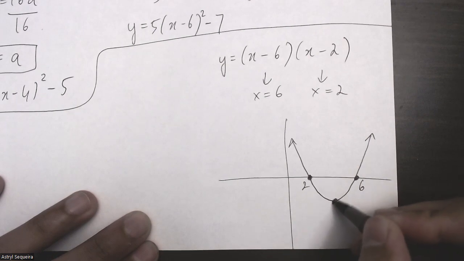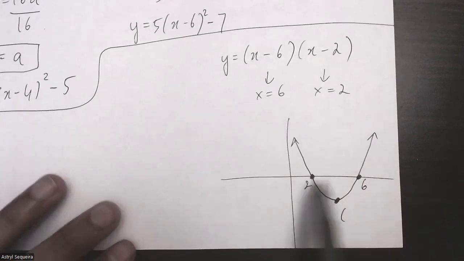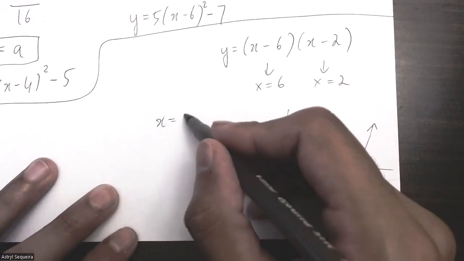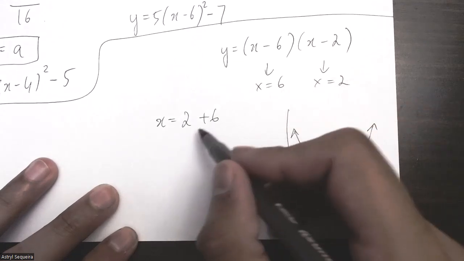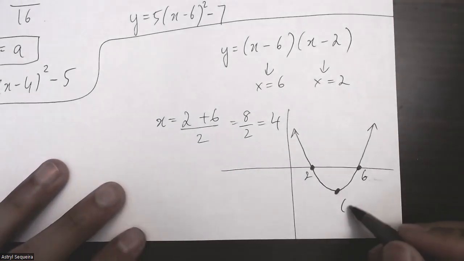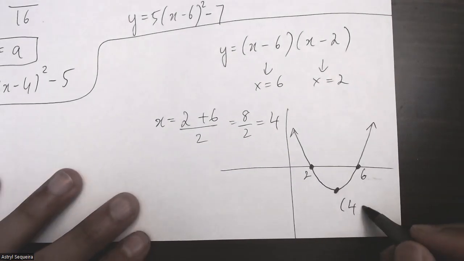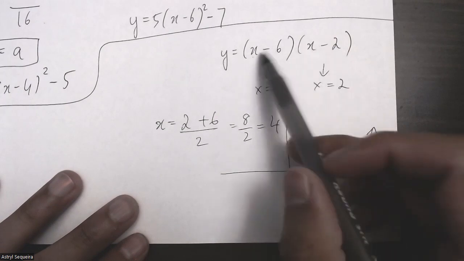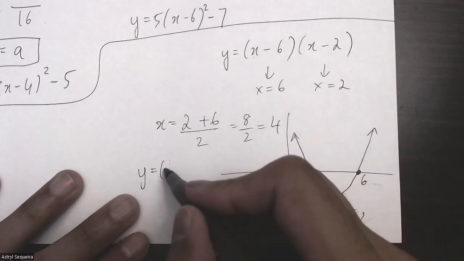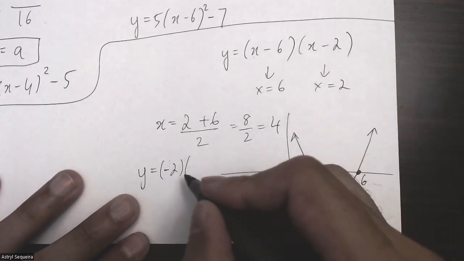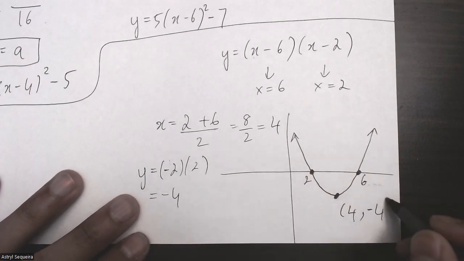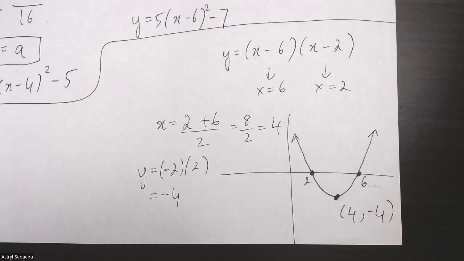Now I want to find my vertex, and to find the x value of the vertex, I have to find the midpoint of these two. Now it's pretty easy to tell mentally, but I'm going to show you the calculation over here. You're just adding your two x-intercepts and dividing by 2. Just positive 4 for the x value. For the y value, you want to sub it into this equation. So I have y equals 4 minus 6 is negative 2, and 4 minus 2 is positive 2. Negative 2 times positive 2 is negative 4. So the vertex is (4, negative 4).